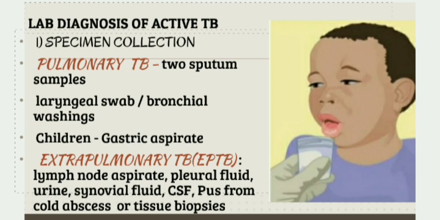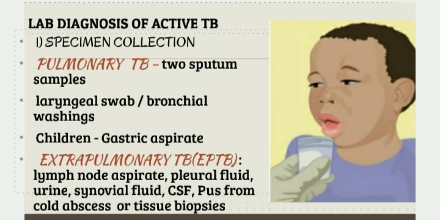And come back to the topic. Laboratory diagnosis of active pulmonary TB. For the diagnosis of an active pulmonary TB, we should collect the specimen first, right? In case of pulmonary TB, sputum is taken as 2 samples. First one is the spot sample, which is collected on the same day. The second one is the early morning sample, which is collected on the next day. Laryngeal swab or bronchial washings may also be collected, but in the majority of cases sputum specimen is collected.